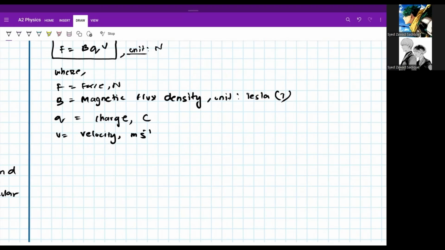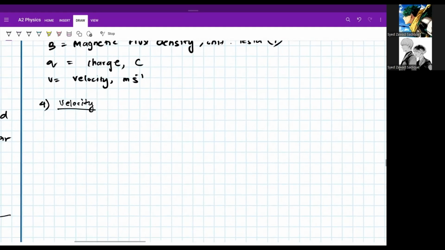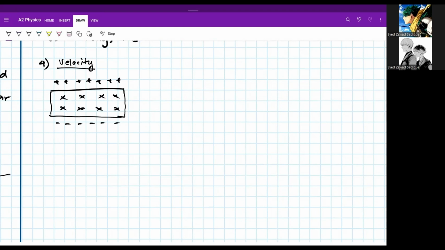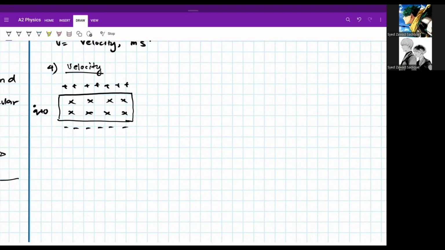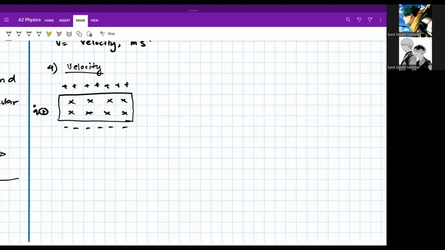Next, we have something called the velocity selector. The velocity selector works with the concept of the Hall voltage. So let me draw the diagram for better understanding. Let's say this is the Hall voltage apparatus. Let's say positive field is this, negative field is this. Let's say the magnetic field is into the page. And let's say this is a positive charge, Q.